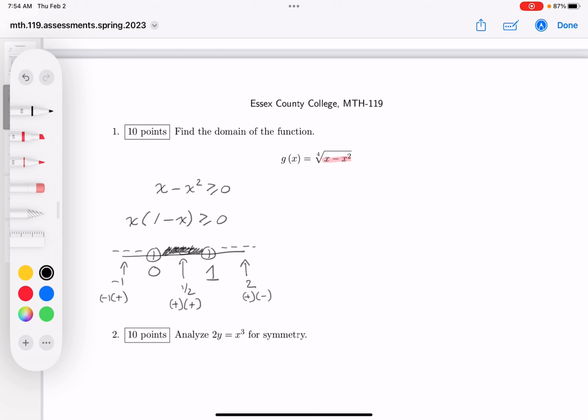The other thing we have to wonder about is is it ever equal to 0, and it is, at 0 and at 1. So what's the domain going to be? Let's write this down. The domain is going to be x on the interval between 0 and 1. Put a box on it and go to the next question.